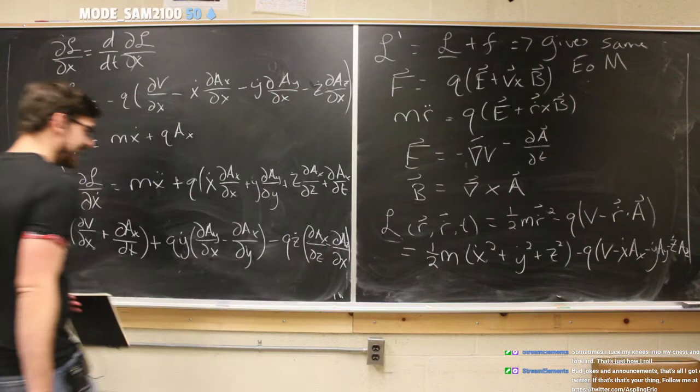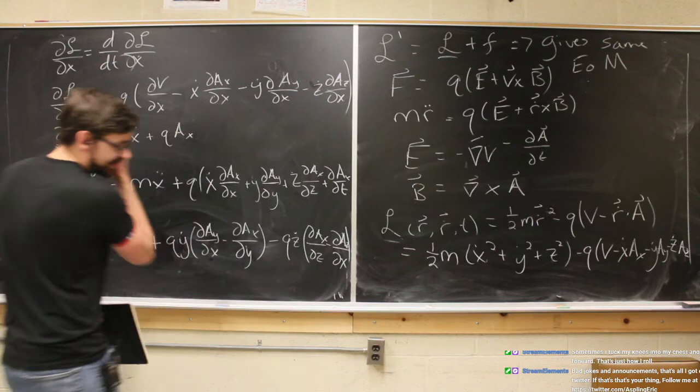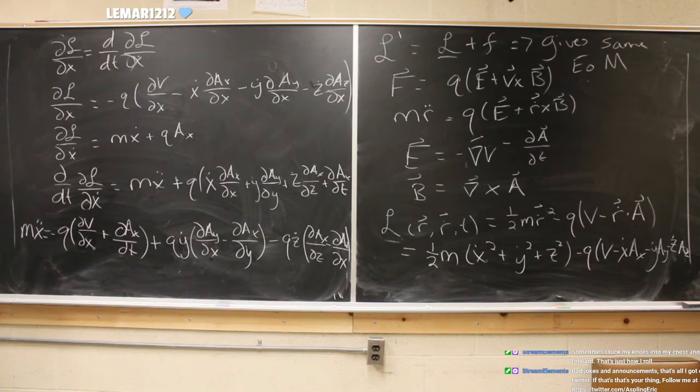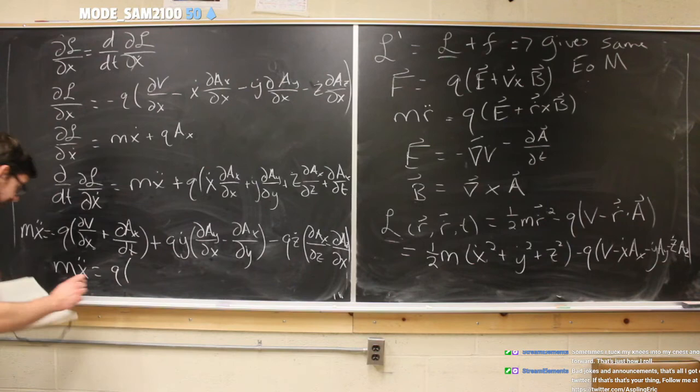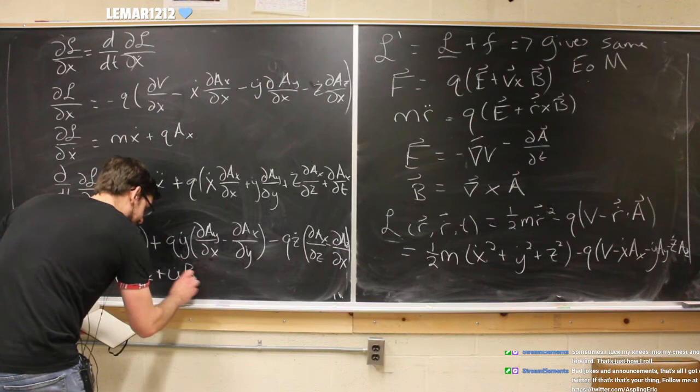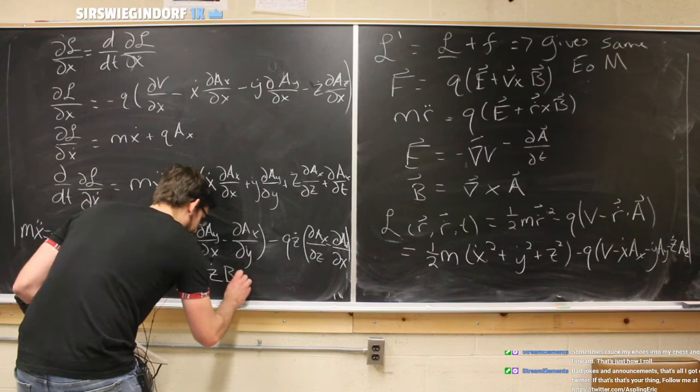And there it is. And this is a_x equals dz/dz... dz/dx, right? So this is the Y component. So here you have the Z and the Y component. Do I have my minus signs right there, Tyrion? I do. Okay. So then this boils down to m x double dot, which is equal to q times the x component of the electric field plus y dot B_z minus z dot B_y. Notice anything about this?